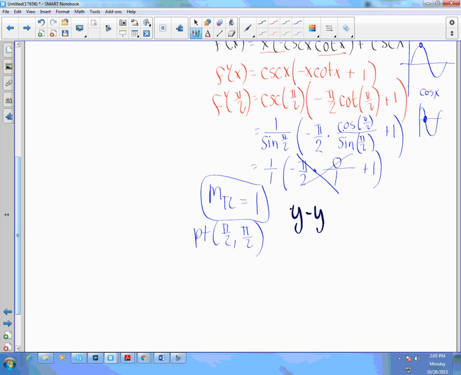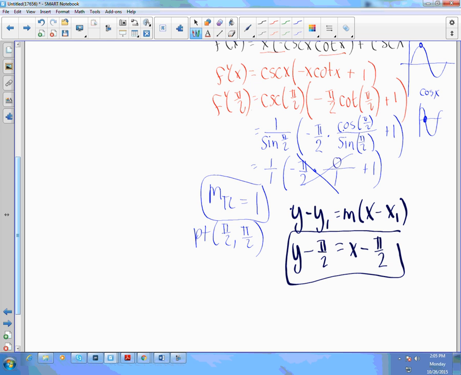So, first, y1 is what we plug in. So, y minus pi halves. We can write that out, but we don't really have to. It's okay if we do, okay? There we go. You can stop. You don't have to move stuff around. Just stop instead of making mistakes. Okay? Does that make sense?